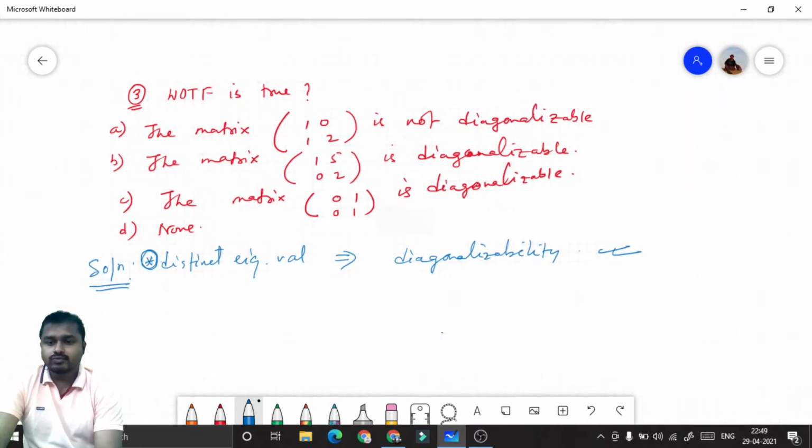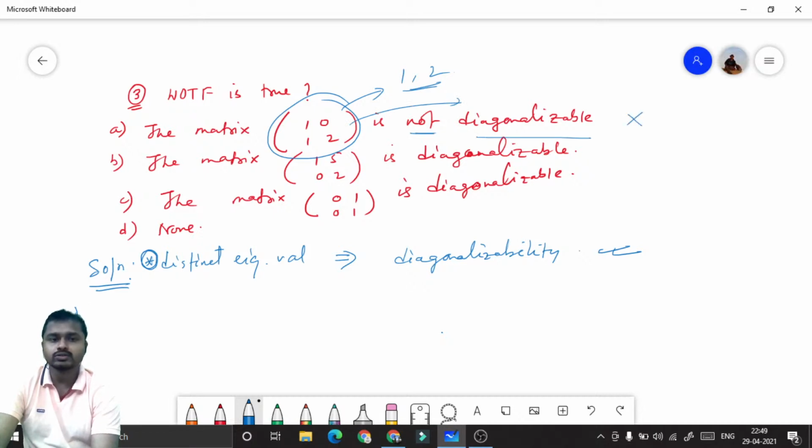So for the first option, you can simply find the eigenvalues, and for this matrix you immediately conclude that the diagonal entries are the eigenvalues. So 1 and 2 are eigenvalues, so the matrix is diagonalizable, but they are saying it is not diagonalizable, so it is a false option. Okay, now come to the second option.